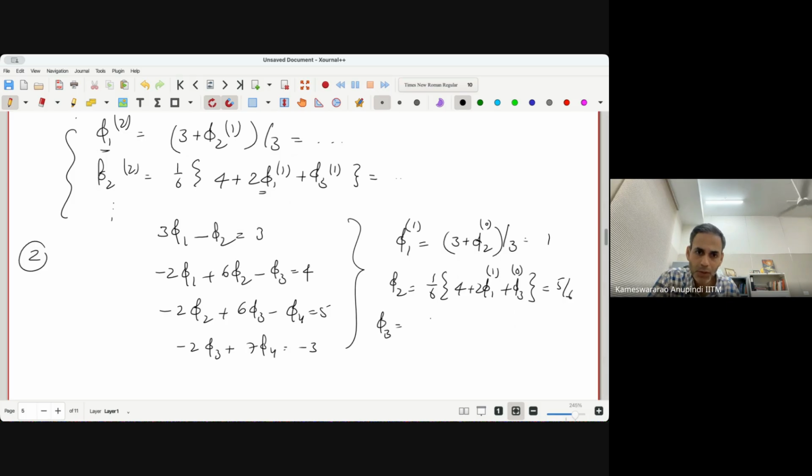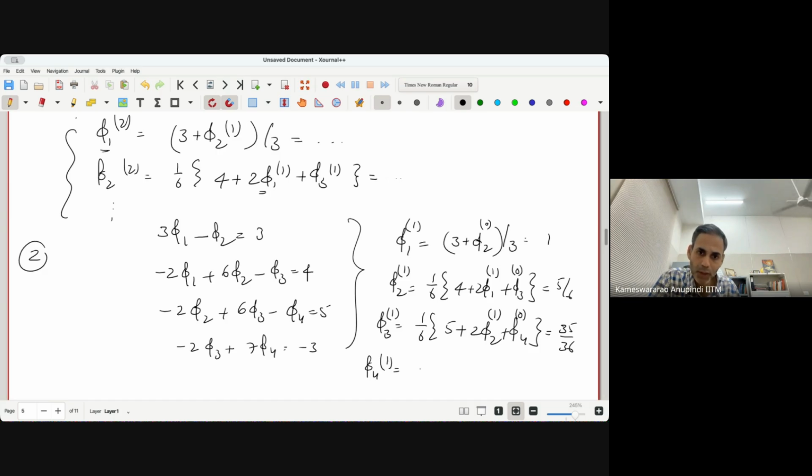Then Phi3 is going to give me 1 upon 6th of 5 plus 2 Phi2 plus Phi4. Again, for Phi2, we're going to use the 1 value. And then for Phi4, we're going to use the 0 value because that is not yet computed. So that's going to give me 5 plus 5 by 6 upon 6. So that is going to be 35 upon 36, right?